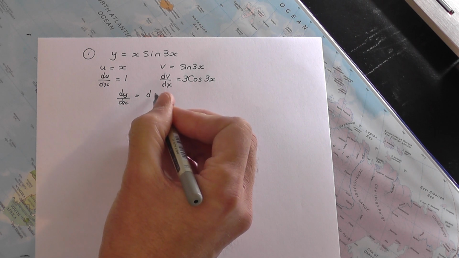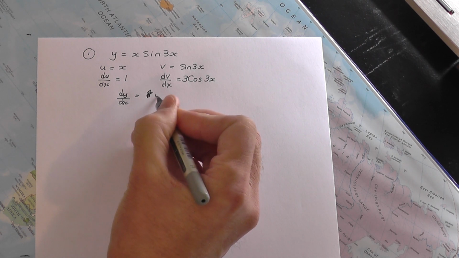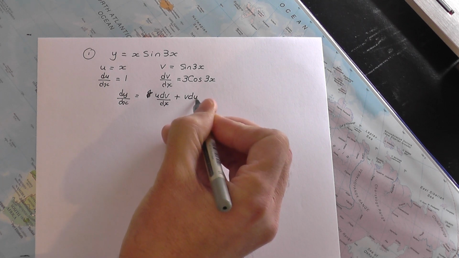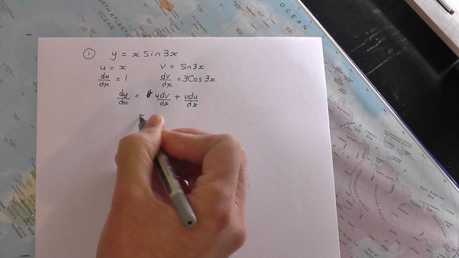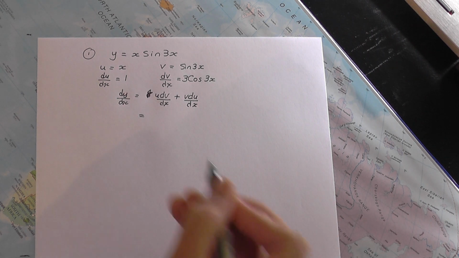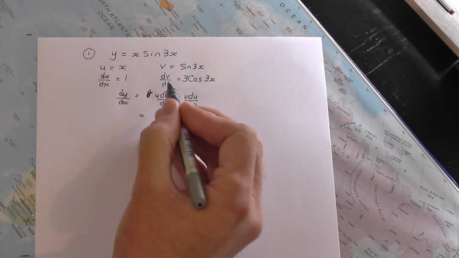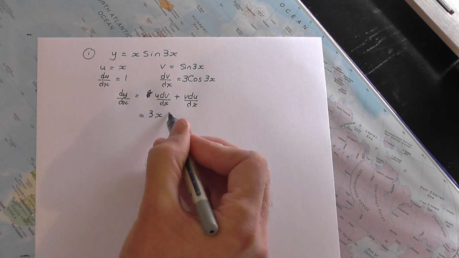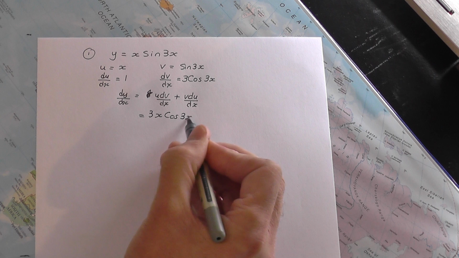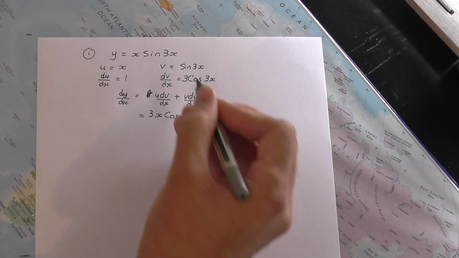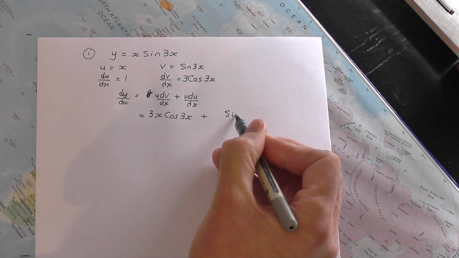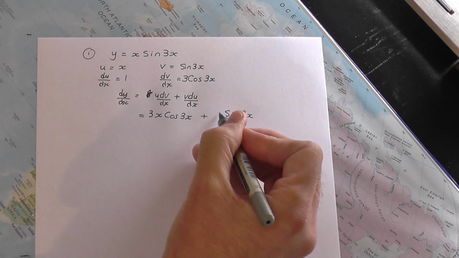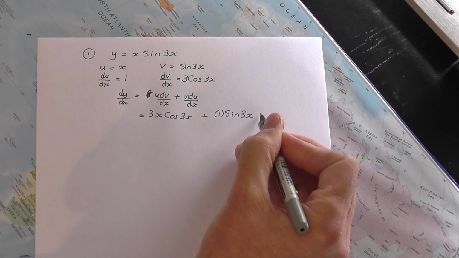is u dv by dx plus v du by dx. And we sub in the values. U is x, dv by dx is 3 cos 3x. I'll put the 3 at the front and then the cos 3x. Plus v is sine 3x times du by dx, which is 1. I'll put the 1 at the front. I won't put the 1 at the end.